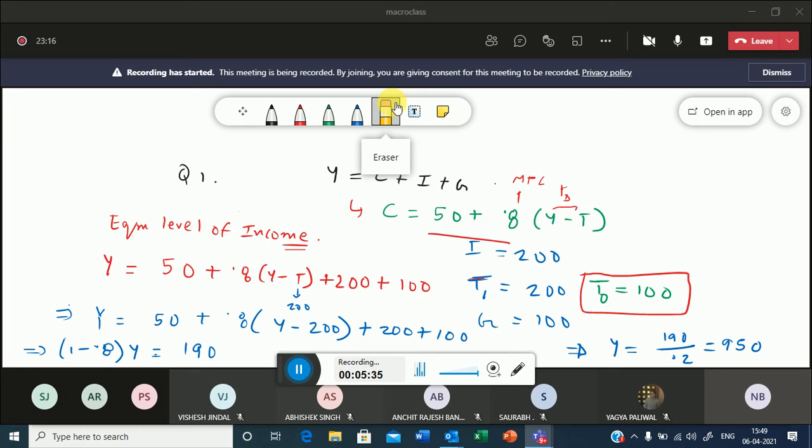What happens if the tax is going to come down from 200 to 100? In what way is the equilibrium level of income going to change? That was the second part of the question. So to do the second part of the question, I again redo the same thing, in the sense that rather than writing here 200, I'm writing 100. If the tax is falling from 200 to 100, this is what I'm getting.